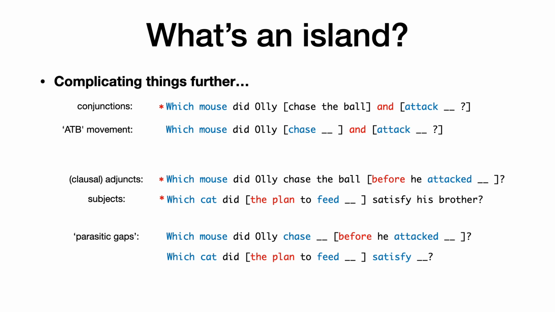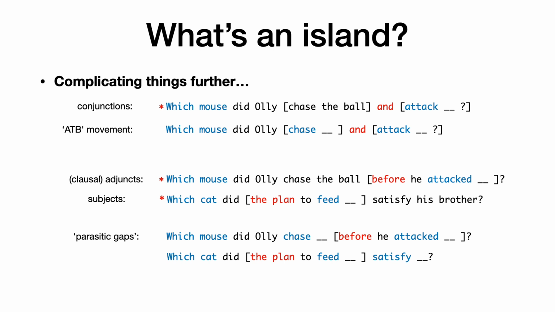So it sounds okay to say, which mouse did Ollie chase before he attacked, right? So again, there's one mouse that Ollie chased, and he chased it before he attacked the same mouse, and that sounds okay. So the same structure can be grammatical if there's another gap kind of outside of that structure.